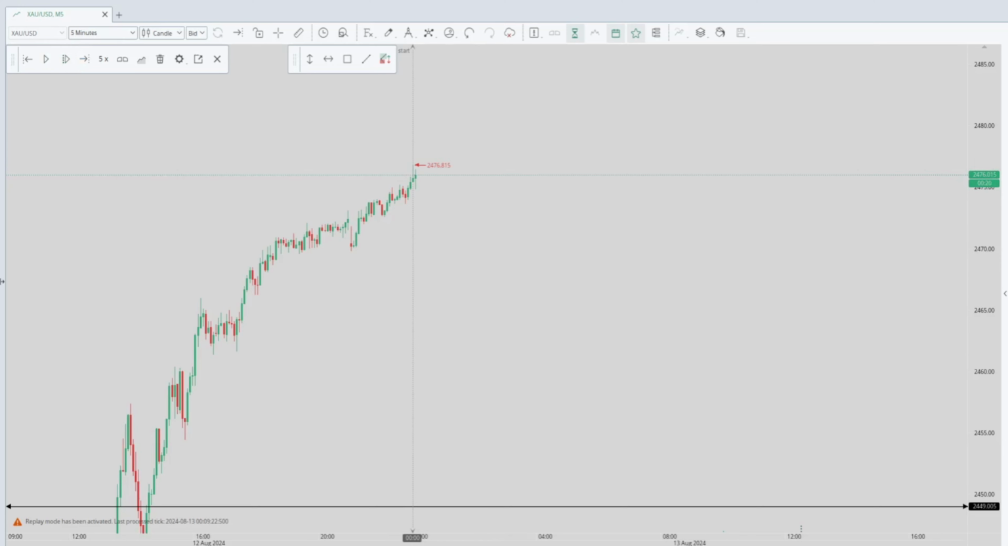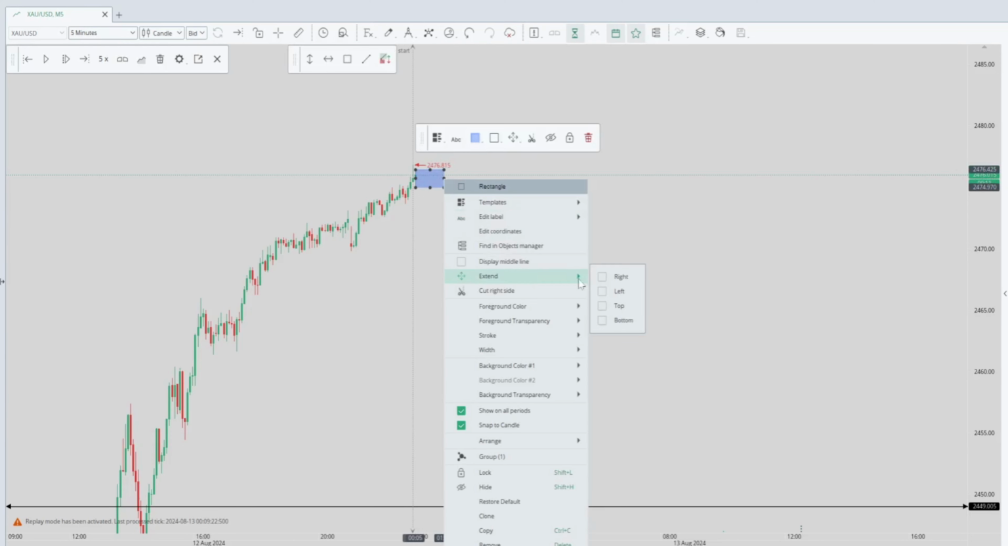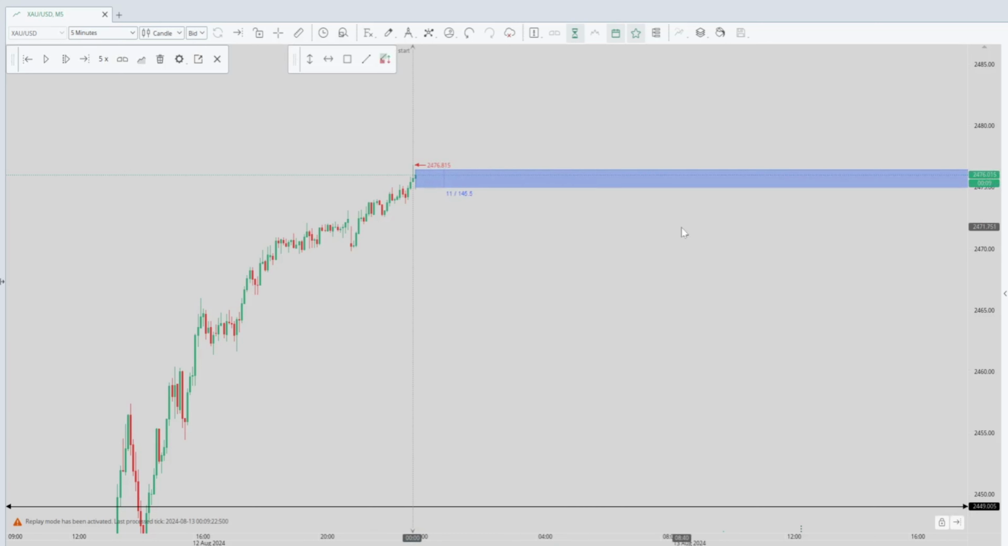So this is our what? Our first 5-minute candle on Tuesday, right? So you mark from the top to the bottom. Simple as that. And you extend it to your right as usual.